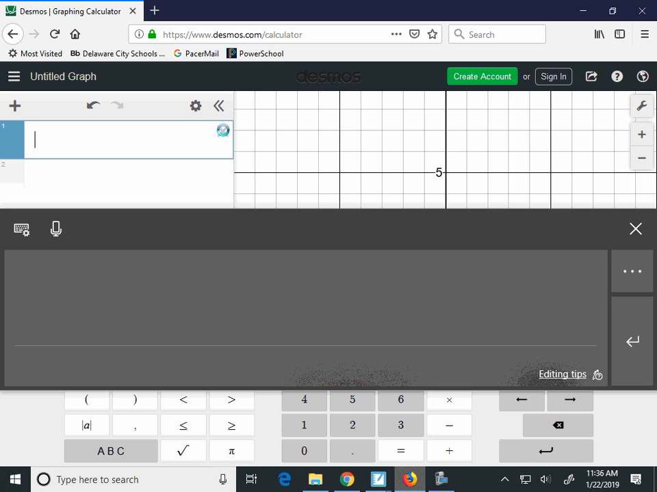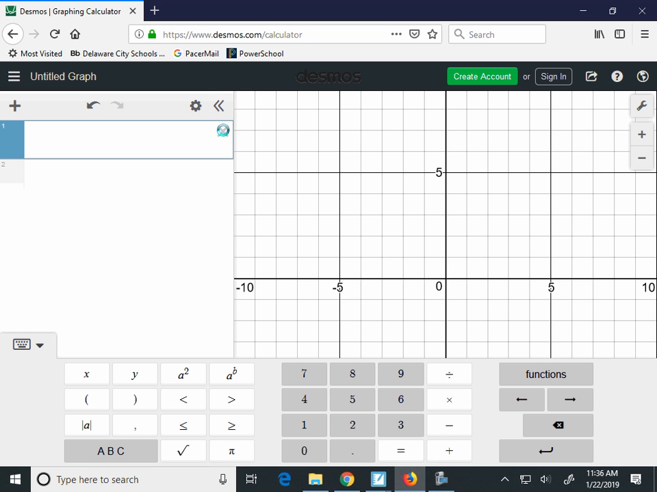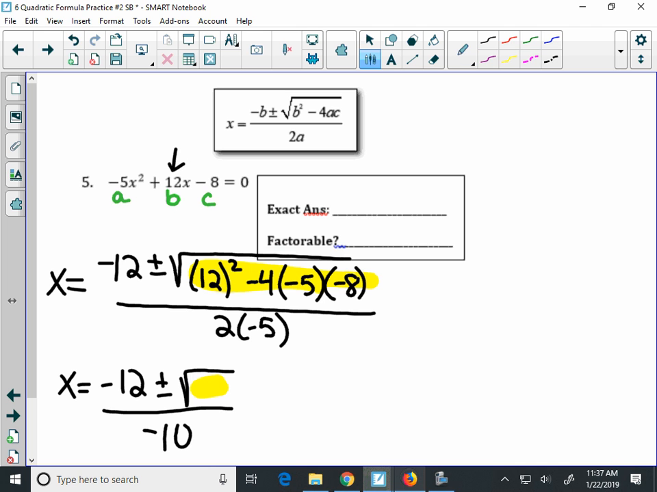So we're going to take Desmos, and we're going to do 12 squared. Oops, I wrote that wrong. Minus 4. Now A here is negative 5. And C is negative 8. That gives me negative 16. So when I go back here, I'll have negative 12 plus or minus the square root of negative 16 over negative 10. Well, let me put that in a different color here.